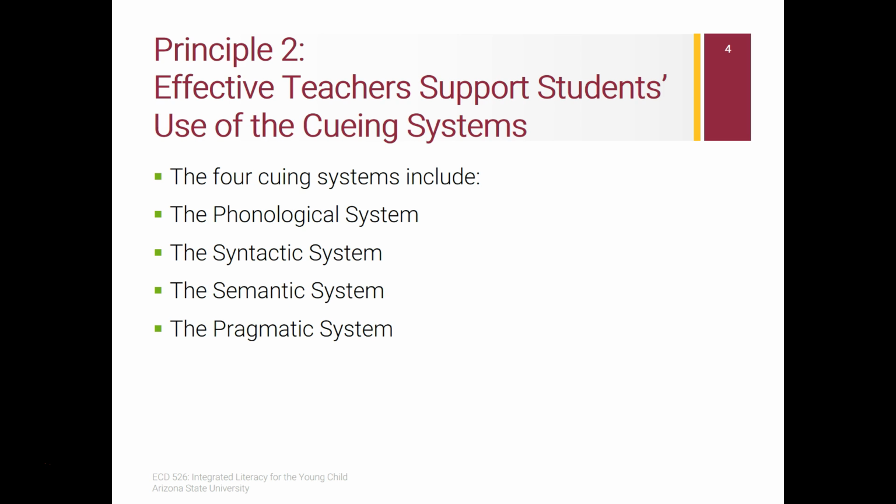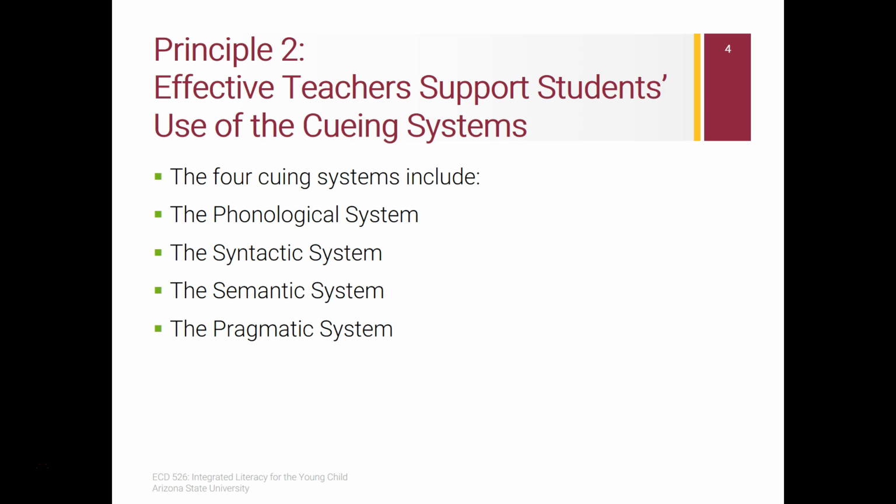Effective readers draw on 4 cueing systems to help them comprehend text. Each of the systems has a unique role and function, and depending on the text and purpose, readers may rely more heavily on one cueing system than the others. The 4 cueing systems are the phonological system, the syntactic system, the semantic system, and the pragmatic system.